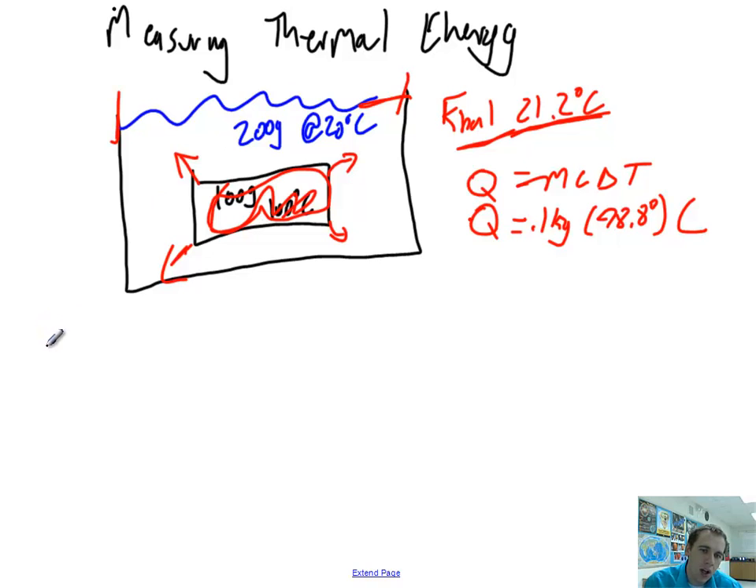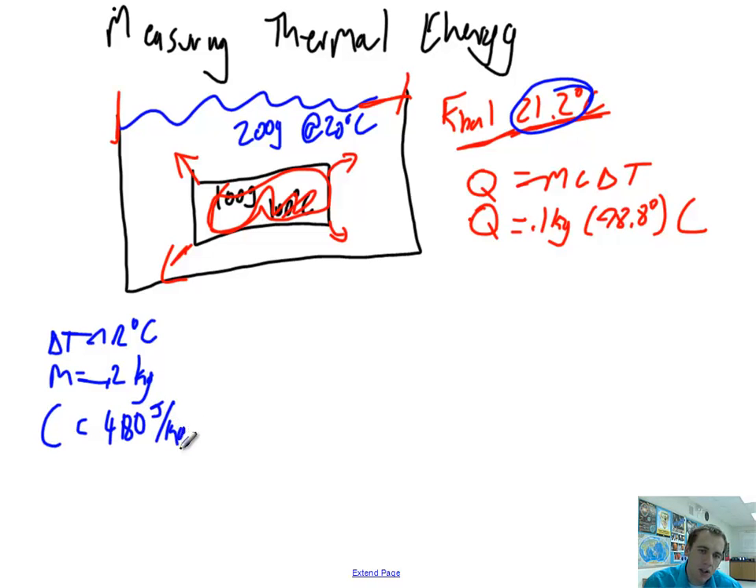So if we look at the water, we know the water started at 20 degrees and ended at 21.2 degrees, just like the tungsten. So it had a change in temperature of 1.2 degrees Celsius. Okay? Its mass, 200 grams, is 0.2 kilograms, and we know the specific heat of water is 4,180 joules per kilogram degrees Celsius, or Kelvin. It doesn't matter since a degree Celsius and a Kelvin have the same magnitude, and we're talking about a change, not an absolute temperature. Okay, so we can figure out how much energy the water gained. Q equals m, 0.2, times C, 4,180, times delta T, 1.2 degrees.